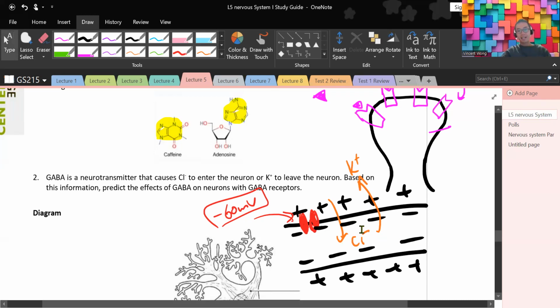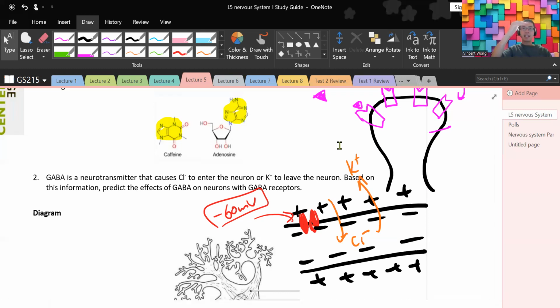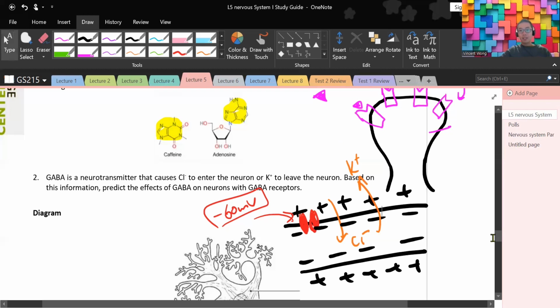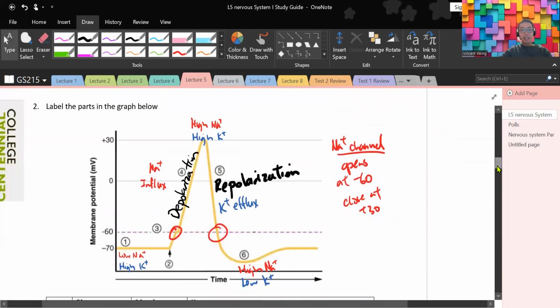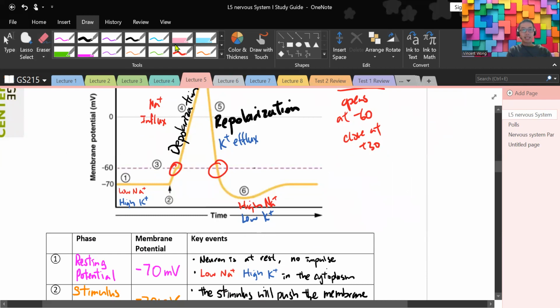Originally, we are sitting at minus 70, okay? But in the presence of GABA, these chlorines are coming in and the potassiums are leaving. Does that cause your resting potential to be less negative or more negative? Yeah, more negative. Exactly, because we have all negative coming in, right? The chlorine is going to push it even further down. So if you go back to our graph here, you will see that in the presence of GABA, instead of starting at minus 70, you might be down here. You might be further down over here.